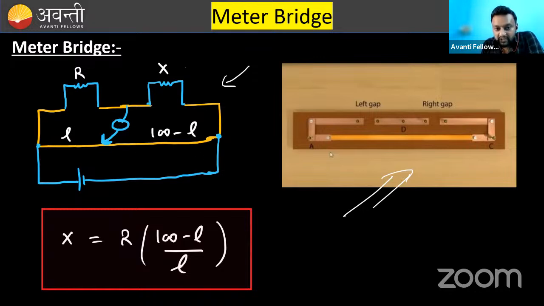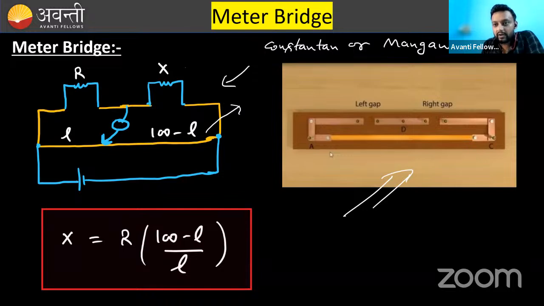Of which material is this wire made? Can you explain? How many of you know which material is used to make the meter bridge wire? Anyone knows? This wire is made of constantan. Okay, someone has answered. No, not copper, not aluminum. Listen carefully. Constantan or manganese. These are the two materials which are used to make the meter bridge wire.